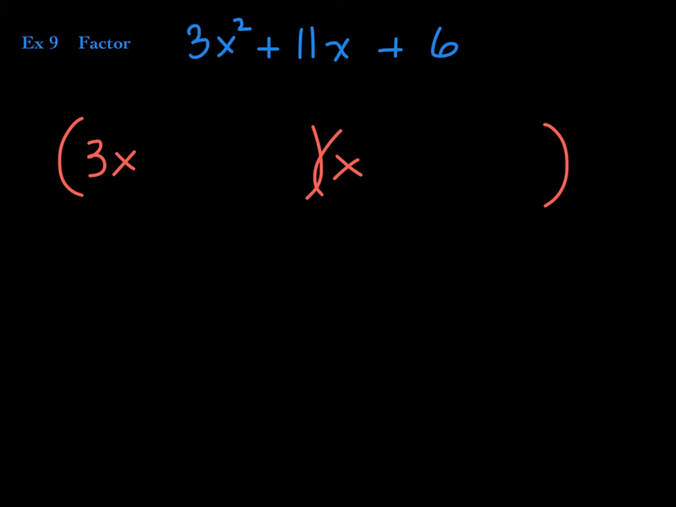Furthermore, the signs, this term times that term, must multiply to give me a positive 6. That means the signs are the same, either both plus or both minus. The middle coefficient in this example is positive. That concludes that both of these terms are positive terms. They're both plus, okay? So I can fill that in.